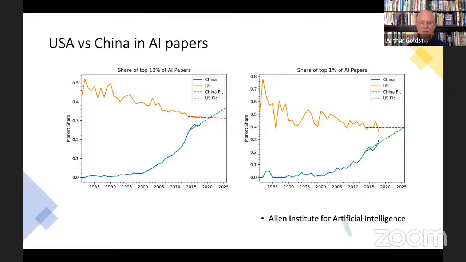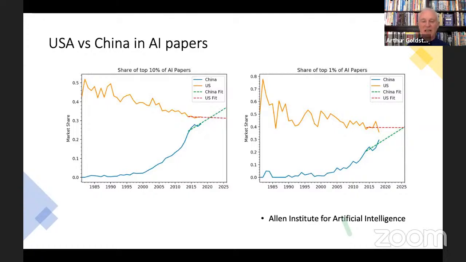The Allen Institute for Artificial Intelligence did an analysis of AI papers that are being published that are peer-reviewed. In other words, they are academically respected papers on artificial intelligence. And what you see here is the rise in AI papers from China versus the fall or the plateauing of AI papers from the United States. And it shows you that in 2020 and 2021, China has caught up to the USA in AI papers.